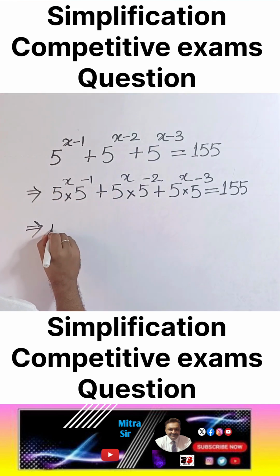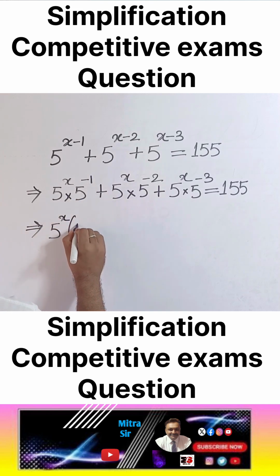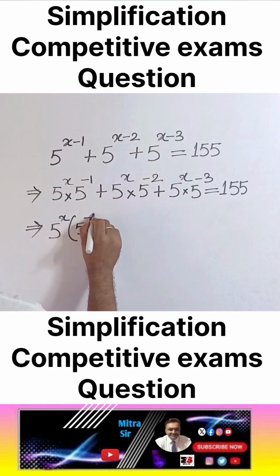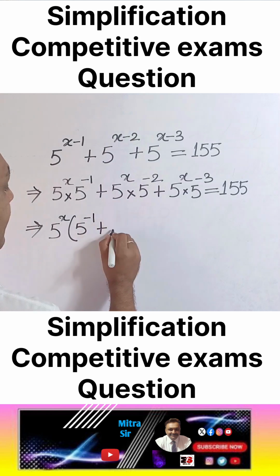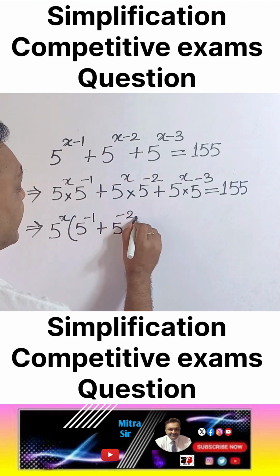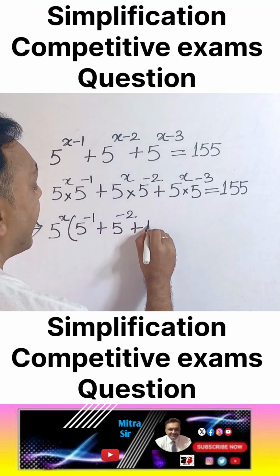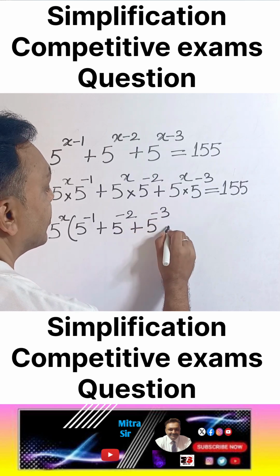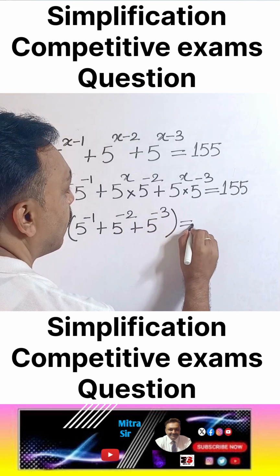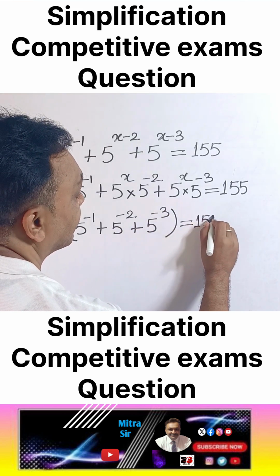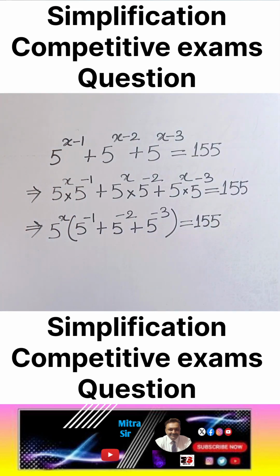Alright. Now further I can simplify in such a way that I take 5 raised to the power x common. So what is left out here? 5 raised to the power minus 1 plus 5 raised to the power minus 2 plus 5 raised to the power minus 3, that is equal to 155. Is it clear? All right. Then shall we proceed? Yes, we can. 5 raised to the power x.